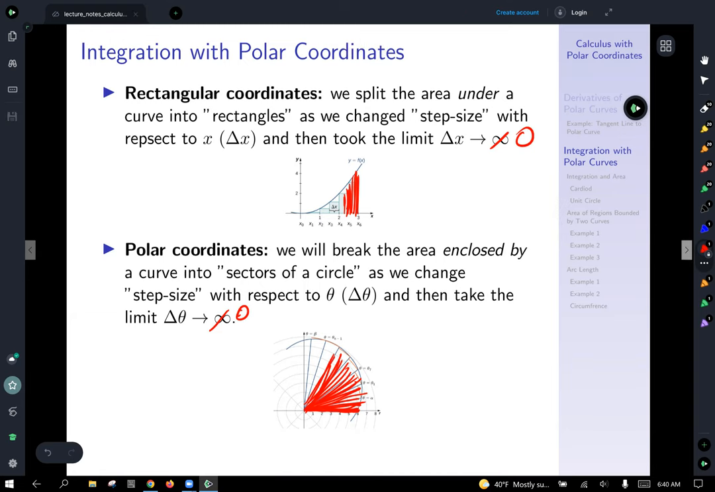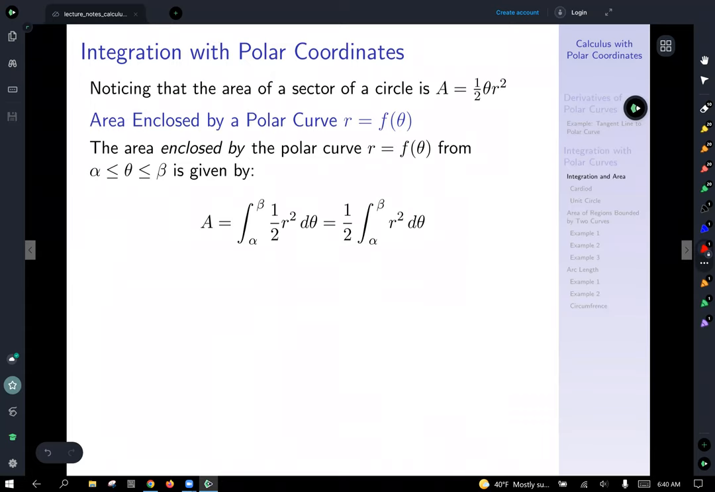So let's see how this works in an example. Our first example is we're going to show you how to use this to calculate the area enclosed by a polar curve. Again, our polar curves are always going to be of the form r is equal to f of theta. One more fact we need is the area of a sector of a circle. And that formula is: the area of a sector of a circle is 1/2 theta r squared.